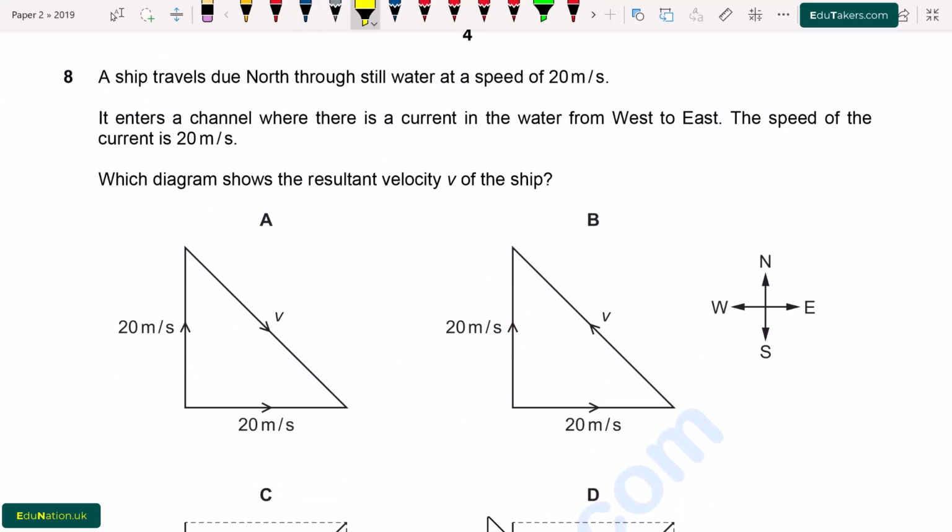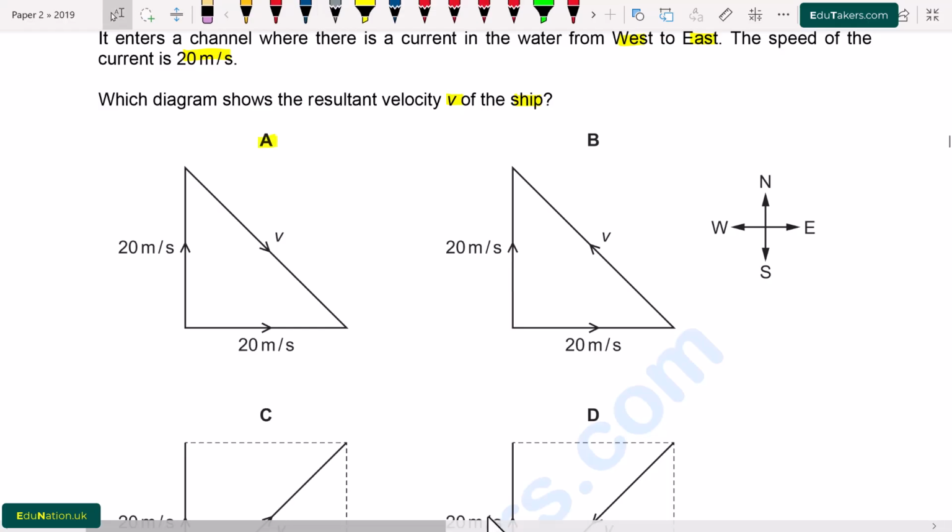Question number 8. A ship travels due north through still water at a speed of 20 meter per second. It enters the channel where there is a current in the water from west to east. The speed of the current is 20 meter per second. Which diagram shows the resultant velocity v of the ship? Here we have to find out the resultant by the vector addition. Now we see the option A.